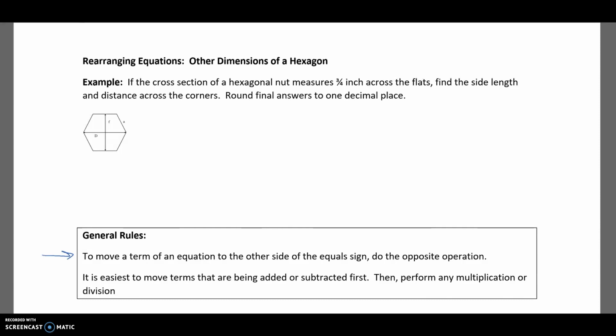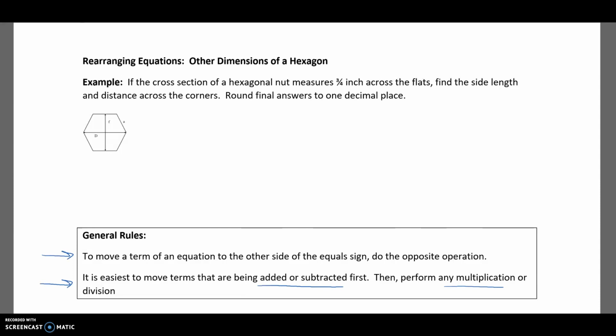To move terms from one side of the equation to the other, we apply the opposite operation. And when we have equations where we have both addition and subtraction and multiplication and division, it's easiest to move the terms that are being added or subtracted first, and then perform any necessary multiplication or division. Let's look at a couple more geometry examples first.